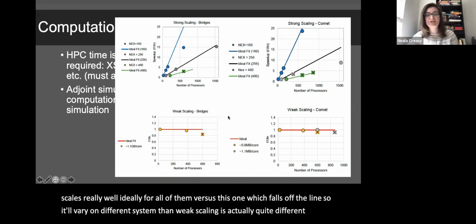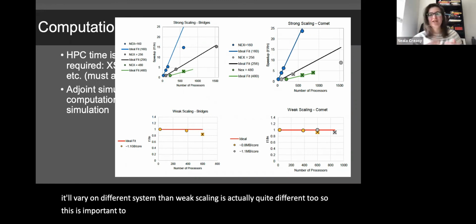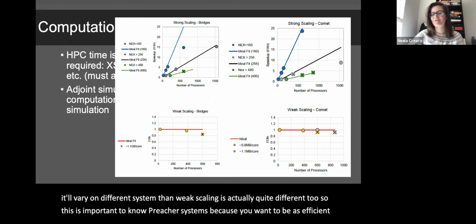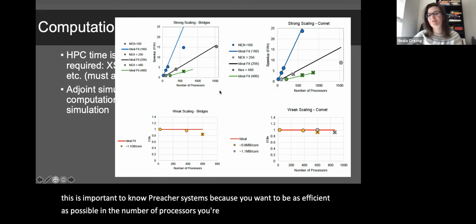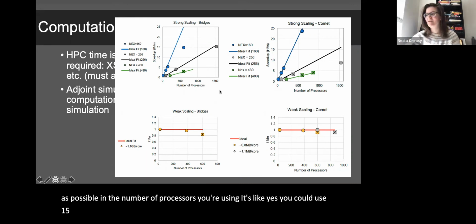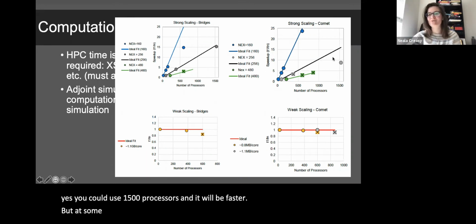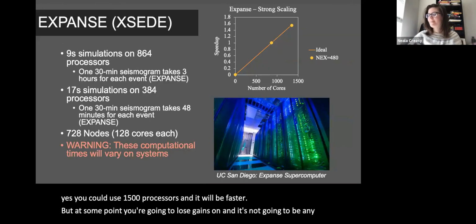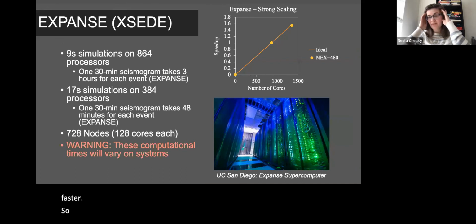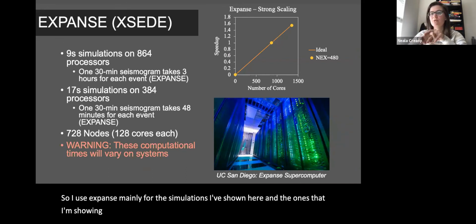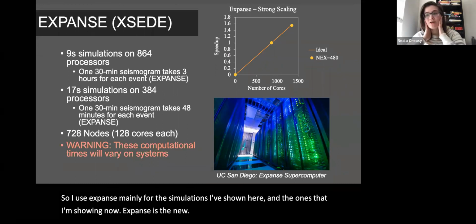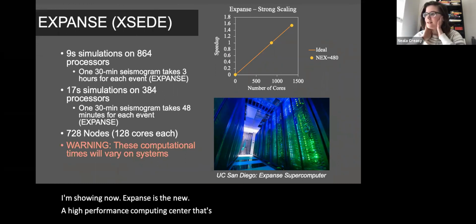So this is important to know for each system, because you want to be as efficient as possible in the number of processors you're using. Yes, you could use 1500 processors and it will be faster, but at some point you're going to lose gains and it's not going to be any faster. I use Expanse mainly for the simulations I've shown here and the ones I'm showing now. Expanse is the new high performance computing center that has replaced Comet at San Diego.